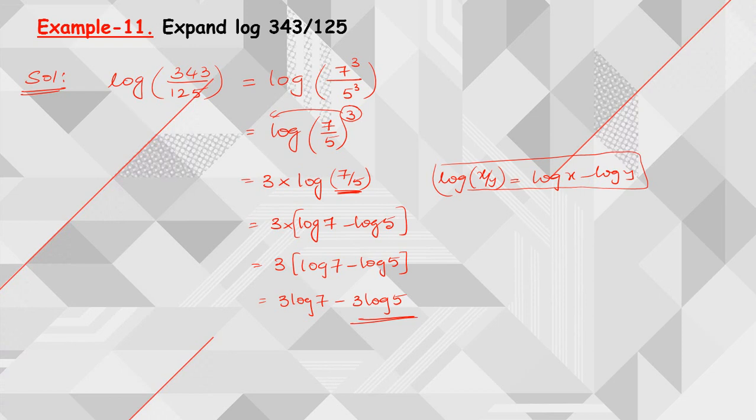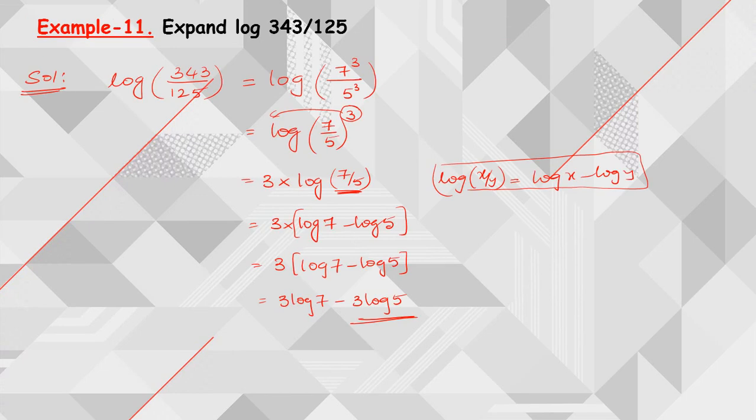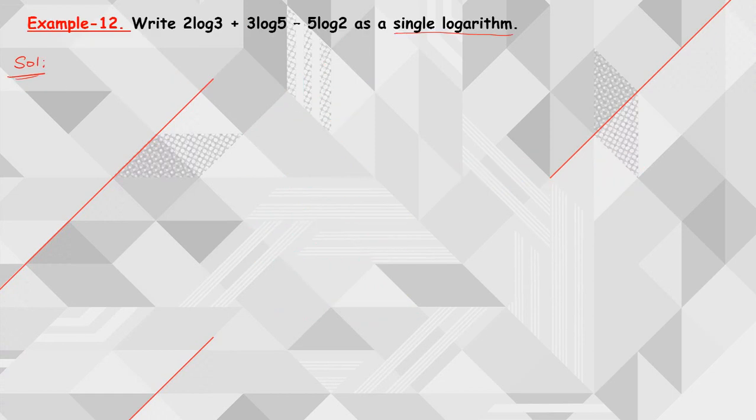Okay, next moving on to one more question. Write 2 log 3 plus 3 log 5 minus 5 log 2 as a single logarithm. We can write a simple logarithm in expanded form, or we can convert expanded form into a single logarithm. The previous example was for expanded form: a simple logarithm was given and we expanded it. In this particular question we have the expanded form and we need to convert it into a single logarithm.